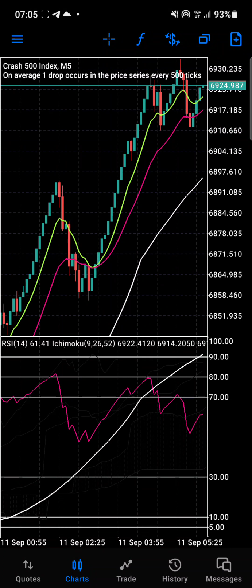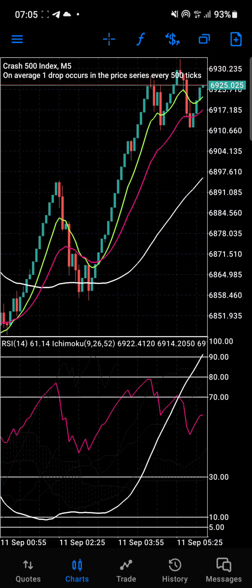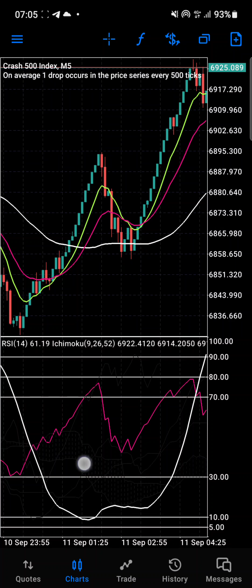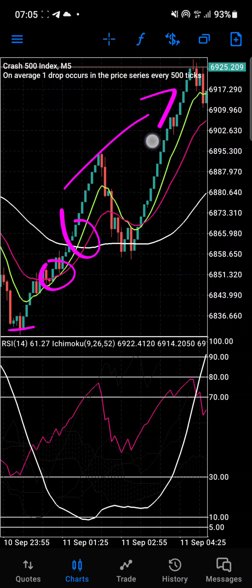The next asset we're checking out is Crash 500. Let's check that out quickly. This is Crash 500. Starting from here, it started an uptrend, got our entry point around there, got confirmed around there, and it started going up, and it's still going up at the moment, even though this start also picked up from 10 right from there, and it started going up.